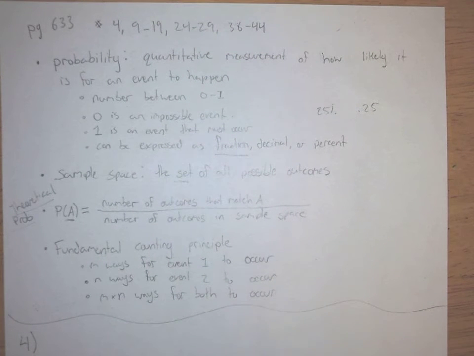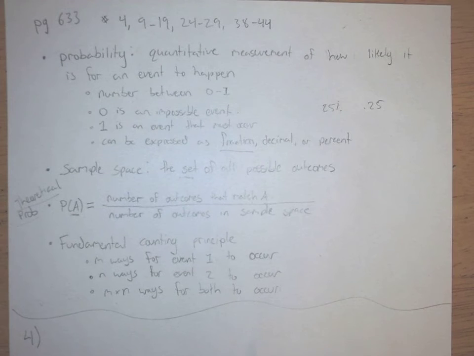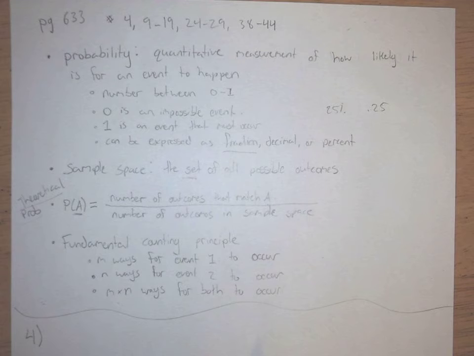The fundamental counting principle is basically if 2 things are occurring, you multiply the different possibilities together to get all the total possibilities. So if there's m ways for event 1 to occur and there's n ways for event 2 to occur, then there's m times n ways for both to occur. That's the fundamental counting principle. And we use this to make tree diagrams, and to do code words or codes with letters and numbers.